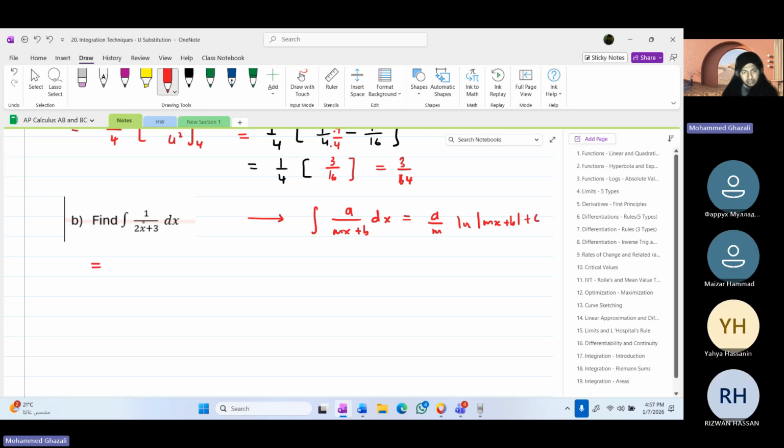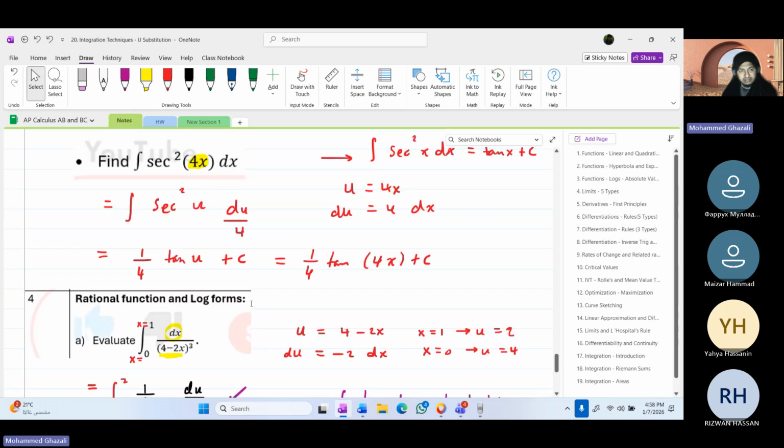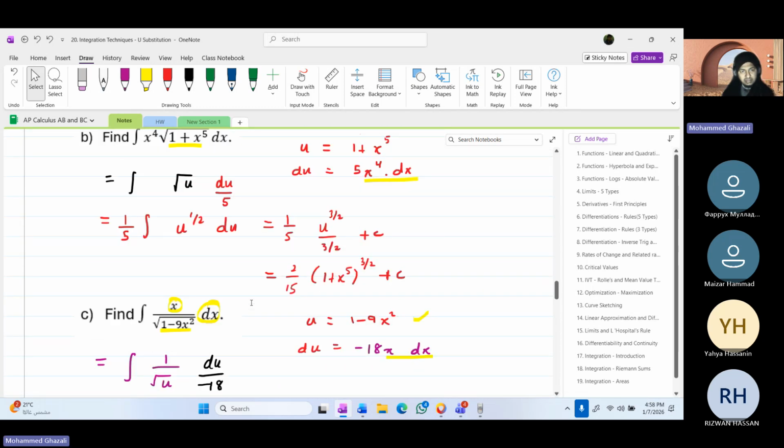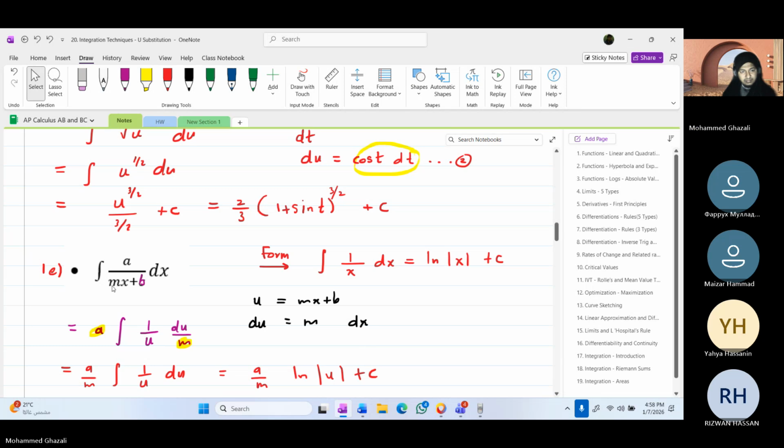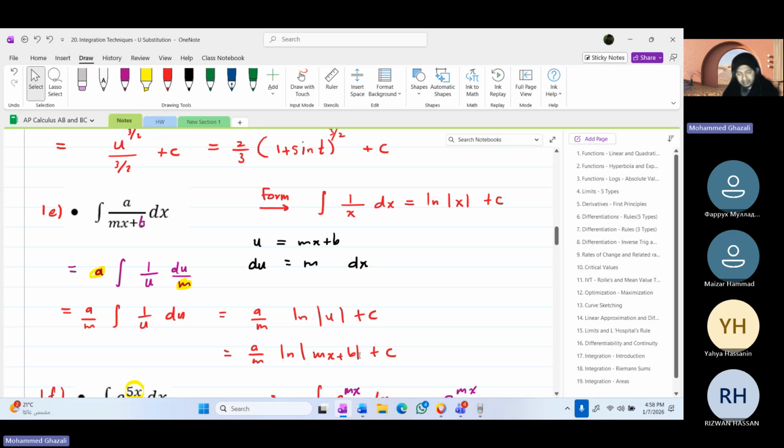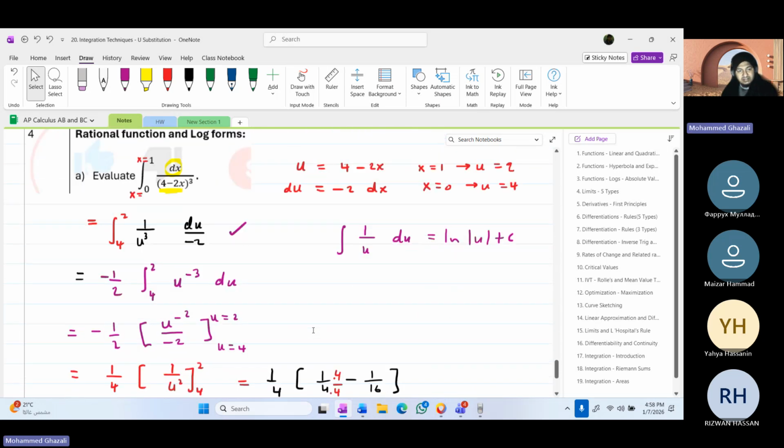So you can do this. What's a? 1. So I'm going to get 1 over 2. It's like 1 over the slope. That's it. 1 over 2 ln absolute value 2x plus 3 plus c. That's my answer, just by remembering the form. And this is very important to remember. Are we good, guys? That's quite simple because it's directly from here. I did it in the first example. See what it became? It became a over m, the constant over the slope, ln of the bottom function plus c. You can just revisit that.